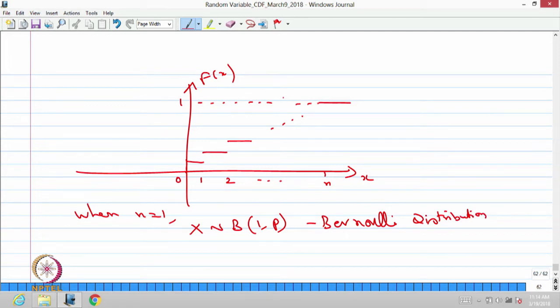When n is equal to 1, you will land up with a binomial distribution. So, the probability mass function is going to be, at x is equal to 0, 1 minus p, and at x is equal to 1, the probability mass is p. Therefore, it is a Bernoulli distributed random variable. One can create a binomial distribution with the help of a Bernoulli distribution.